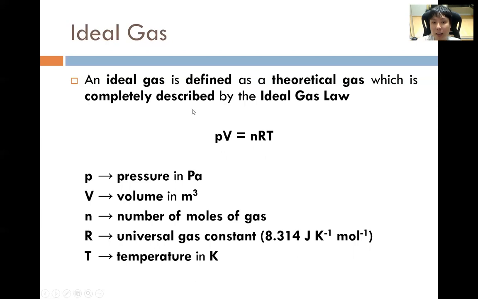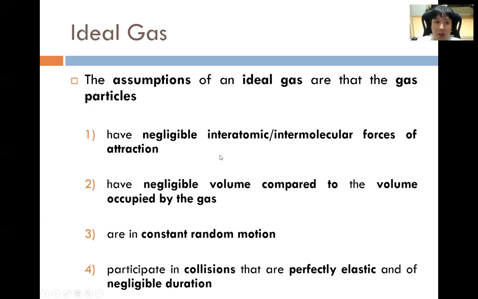Okay, so this is an equation that describes an ideal gas, and it's a theoretical gas. So what are the assumptions of an ideal gas? Although we said that the gas particles are actually very far apart, so that we can ignore the potential energy, the truth is that the potential energy is actually not zero. It's just that we assume that it's zero. So the first assumption of the ideal gas is basically that they have negligible intermolecular forces of attraction. We just treat the potential energies to be zero.